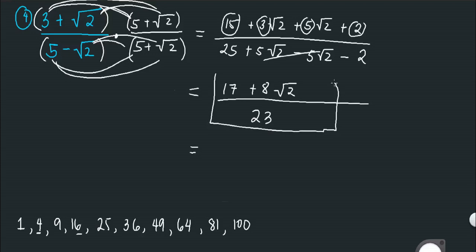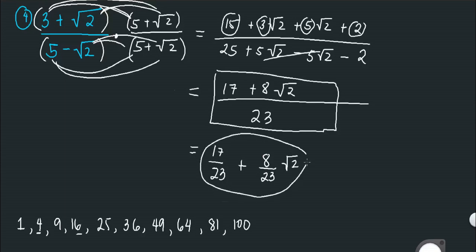Pero if you want to simplify pa, so we have 17 over 23 plus 8 over 23 square root of 2. So, pwede rin ganyan, no? Paghiwalayin natin yung numerator natin. At meron lang isang denominator, no? Na 23. And that is the final example in this video.